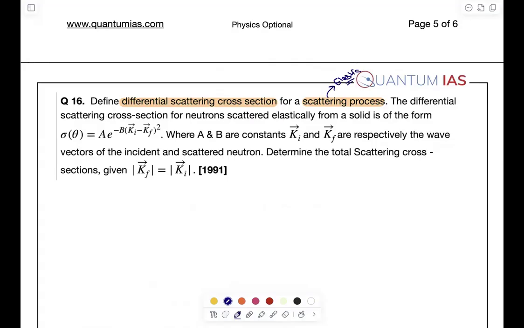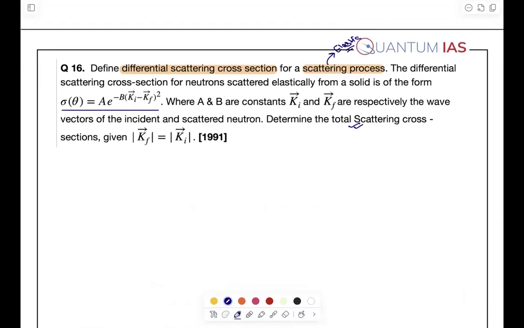Also, you can see here that they have given you the sigma theta. That means they have given you the differential scattering cross section area, and they want to find out the total scattering cross section area. Let's get started with that. First, let's simplify this. Here they have given that kf and ki, both the magnitudes are equal. They are the wave vectors, and if the magnitudes are equal, we can replace kf equals ki equals k simply.